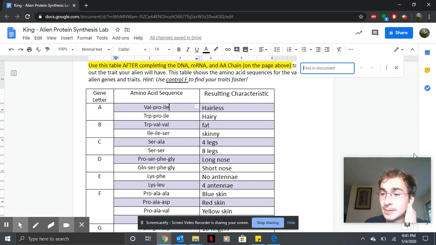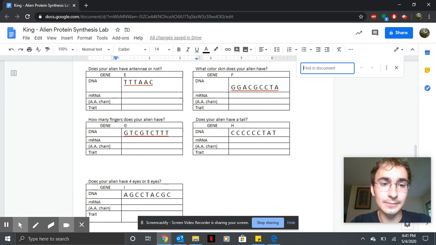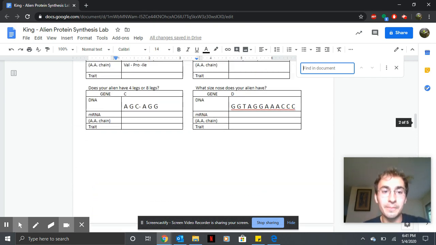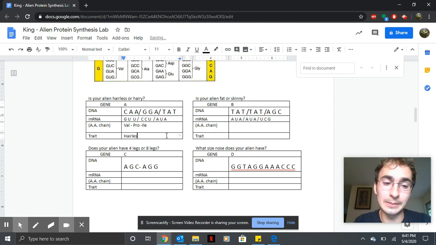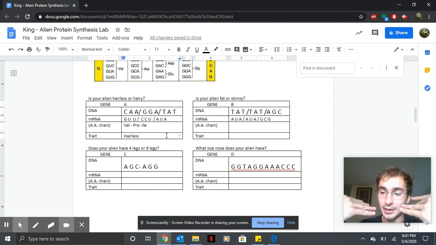That's hairless. So this alien did not have hair. So up above in trait, you're just going to say hairless. Boom. Okay. We're going to do one more together with viewer and recorder.